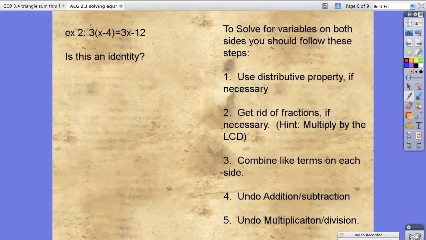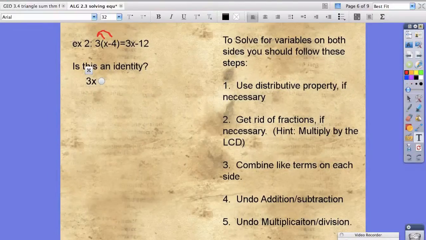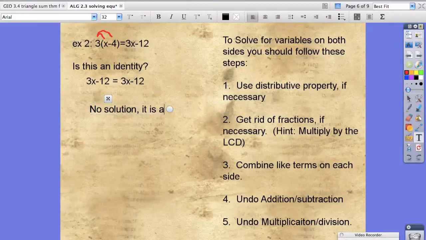Now because we have this 3 in front of this quantity, we're going to go ahead and distribute that 3 to the entire quantity. So 3 times x is 3x, and 3 times negative 4 is negative 12. And if you'll notice, the left side and the right side are exactly the same. So we don't have to go any further. We can simply state that it is an identity.